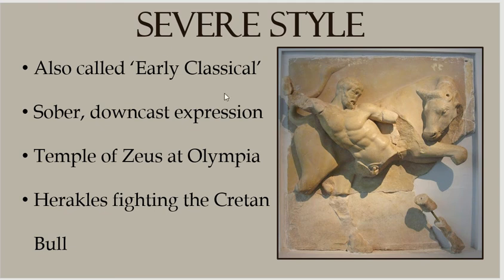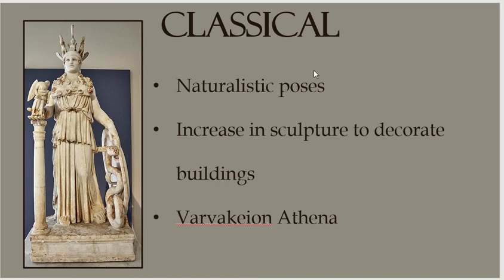So after the severe style or early classical, we get into full-on classical. This time comes after the archaic, but before the Hellenic, and a dramatic change in both the style and function of sculpture happened during this time. During this time, Greek sculptors have become more and more skilled, especially in depicting the human form. The poses became more naturalistic, and a counterpose was used for the first time.